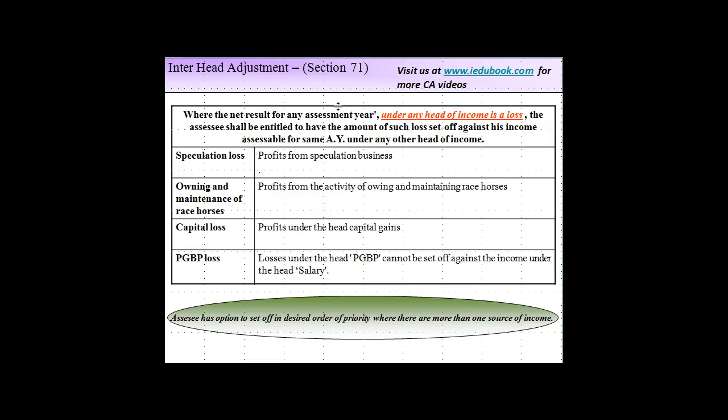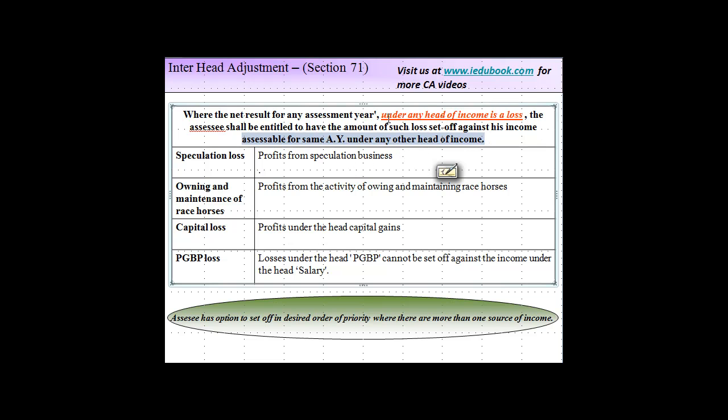Now with this background, let us read this, where the net result for any assessment year under any head of income is a loss. So the net result for any assessment year means what? After adding all the profits and reducing all the losses under a particular head of income, let's say we did that for profits and gains of business or profession under any head. So now we are talking about head of income. In section 70, we were dealing with source of income. The assessee shall be entitled to have the amount of such loss set off against his income assessable for the same assessment year under any other head of income.